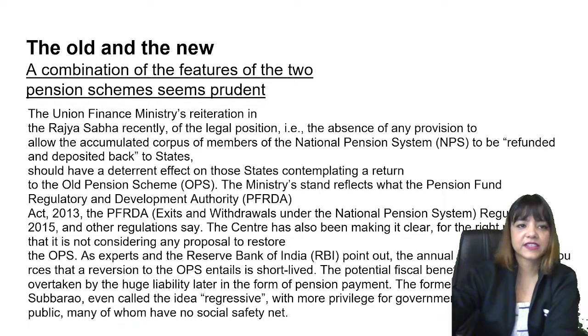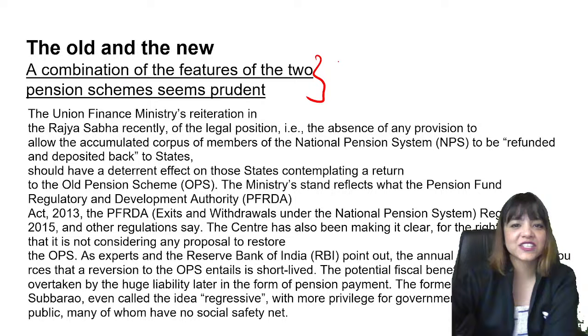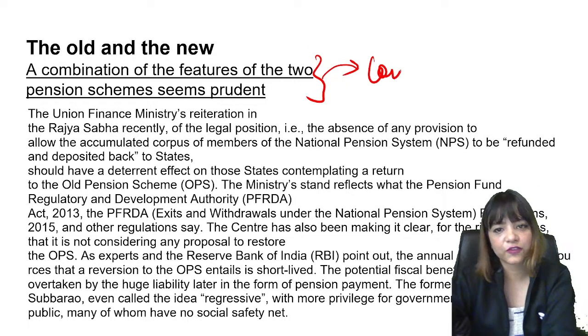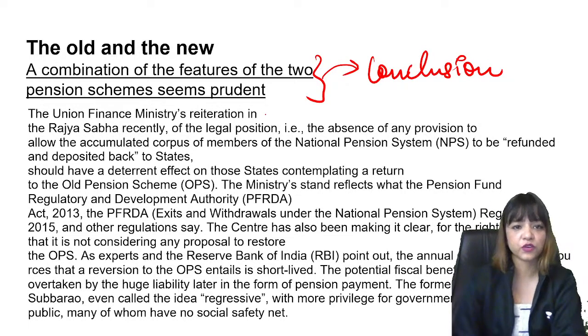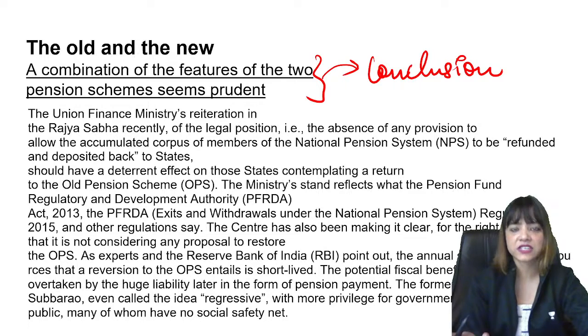Okay. All right, so let's get started with the editorial. The Old and the New is the title of the editorial. A combination of the features of the two pension schemes seems prudent. So what would be the wise way to go about it? The author here is trying to teach something, giving wise advice, that if they combine both, that will be a prudent way, a smart way, the wise way to go about it. Which features is he saying to combine? Both the old and new features of the pension schemes. So we are definitely going to be talking about the pension schemes.